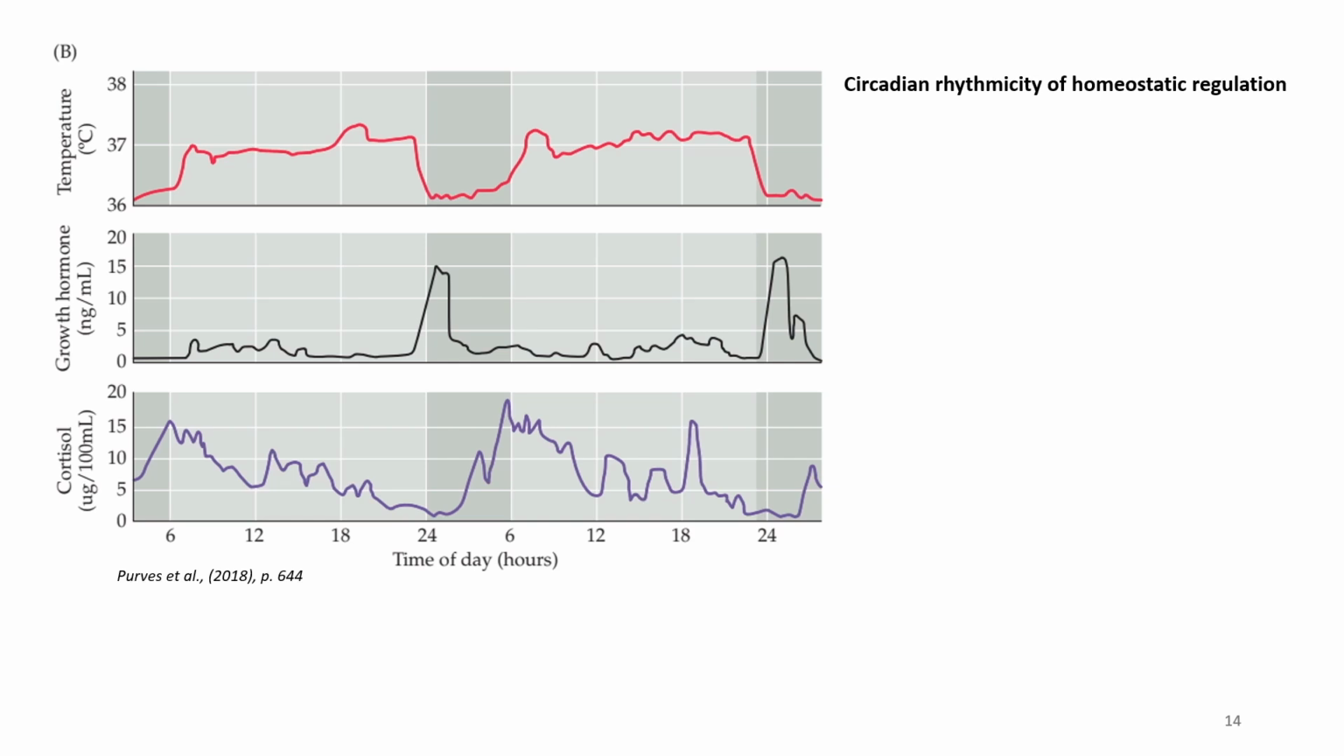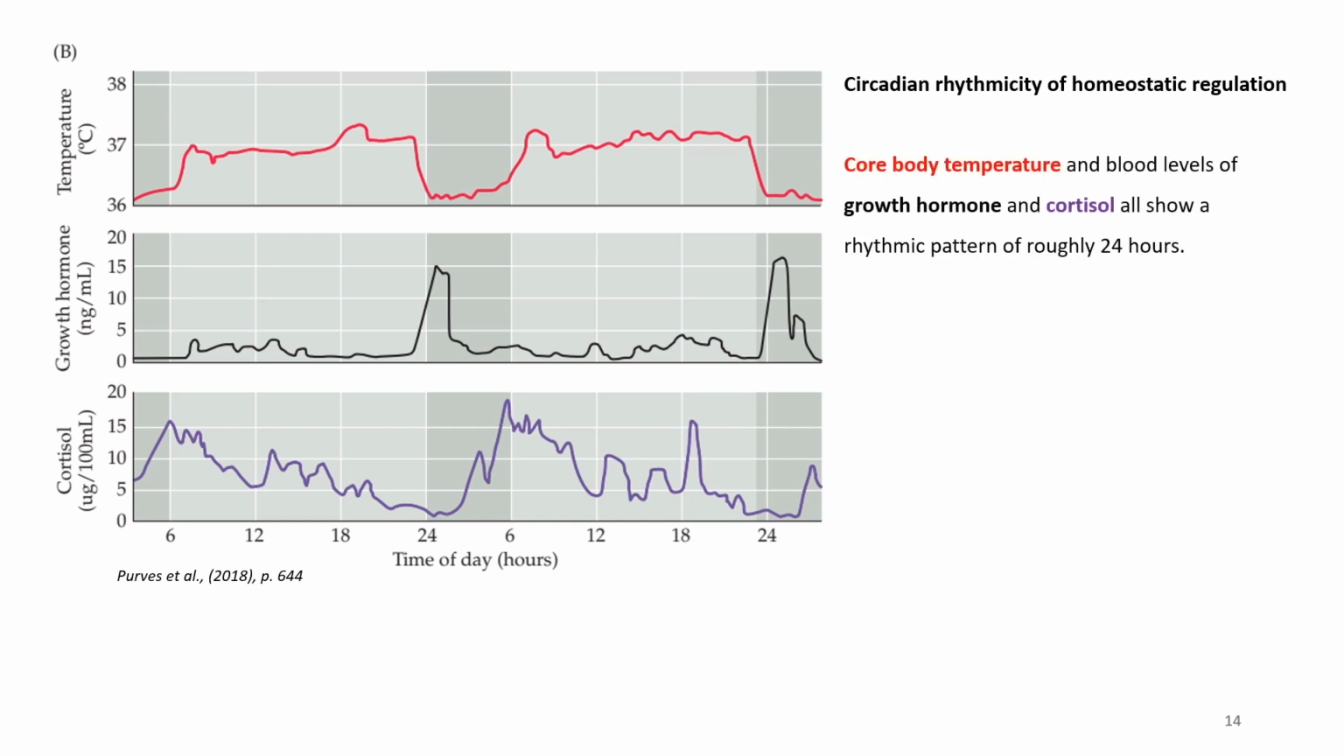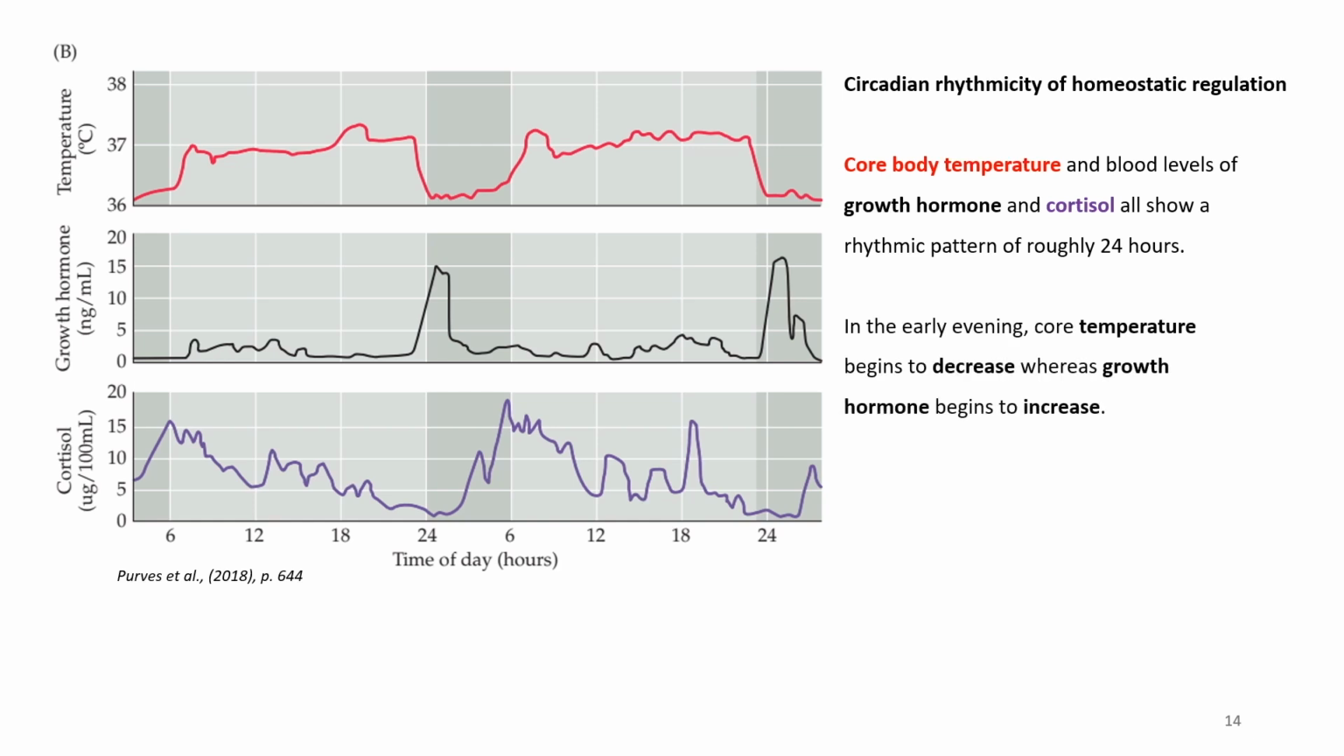Now, circadian rhythms are intrinsically connected with homeostatic regulation, and we can see that body temperature, growth hormone secretion, and cortisol secretion vary across a typical circadian rhythm span. So the core body temperature and blood levels of growth hormone and cortisol show this rhythmic pattern that is entrained to the rhythmicity of the circadian rhythm over the 24 hours.